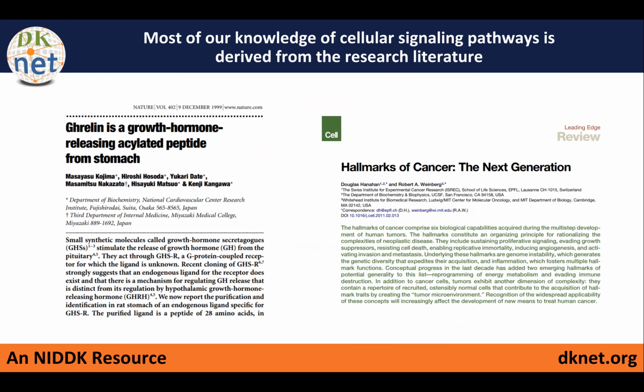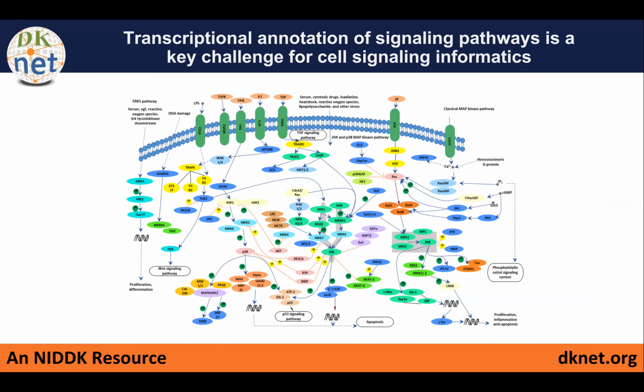So, as those of you who are active in research labs will be aware, most of our knowledge of cell signaling pathways is obtained from the research literature. It's often in the form of individual research articles or in reviews, which can aggregate facts from multiple research articles into a single article, and which often have a whole bunch of information, and then at the end they have a very complex schematic like this.